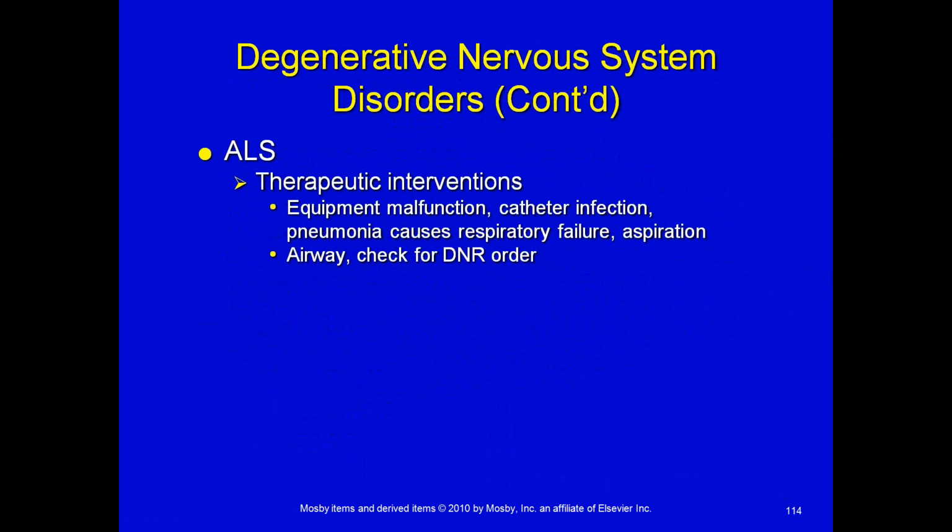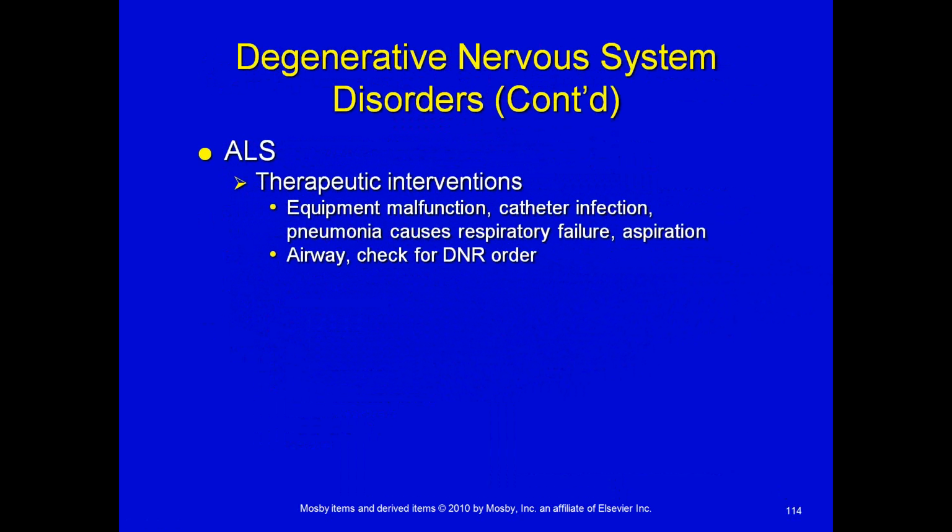Therapeutic interventions: certainly patients with ALS may be on home ventilators, may have Foley catheters in, those sort of things. So making certain that their equipment's in good working order and working properly, and that they don't have some sort of urinary tract infection or some sort of central line infection.